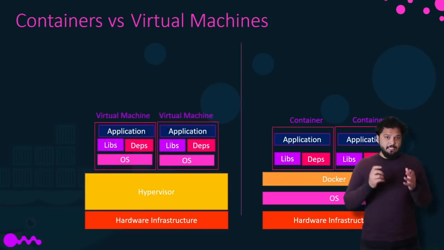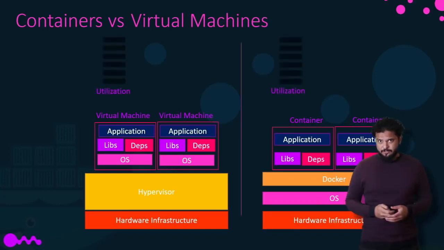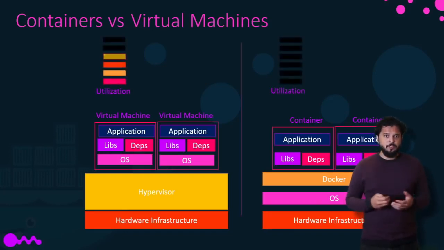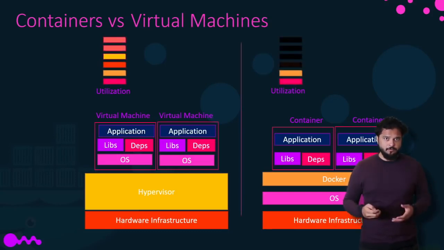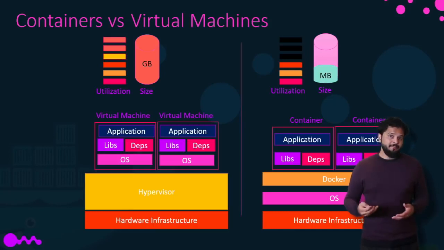As you can see, each virtual machine has its own OS inside it, and then the dependencies, and then the application. The overhead causes higher utilization of underlying resources as there are multiple virtual operating systems and kernels running. The virtual machines also consume higher disk space as each VM is heavy and is usually in gigabytes in size, whereas Docker containers are lightweight and are usually in megabytes in size.